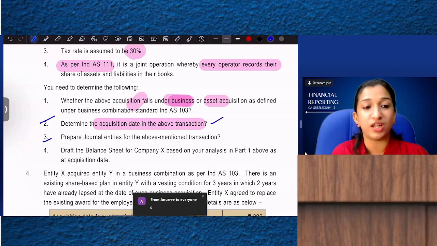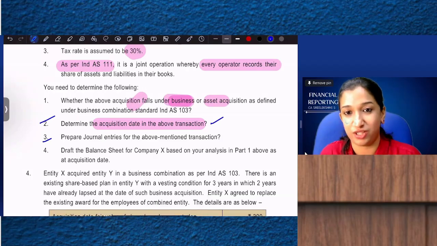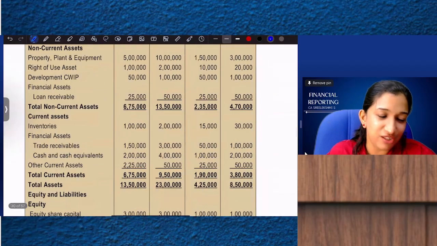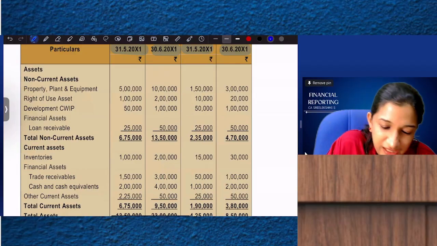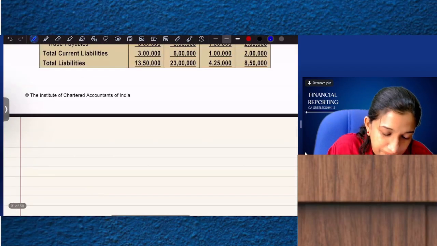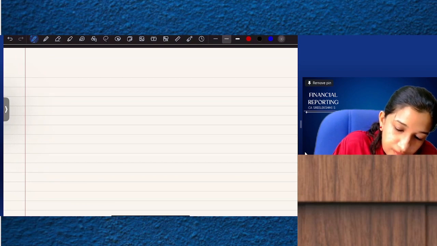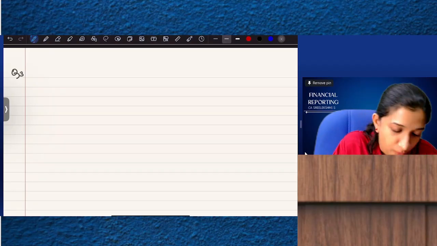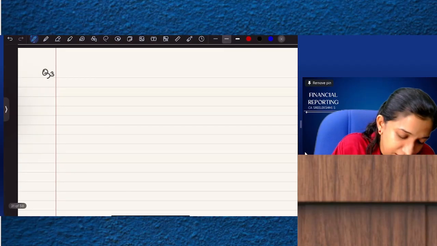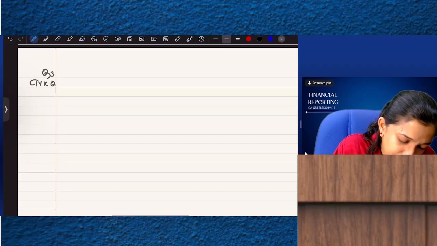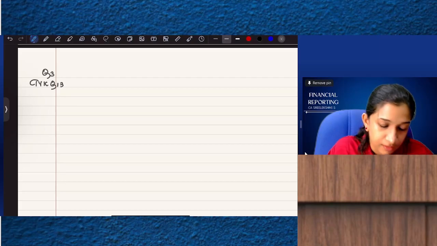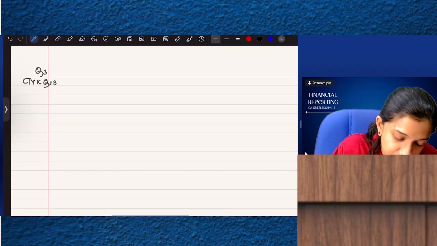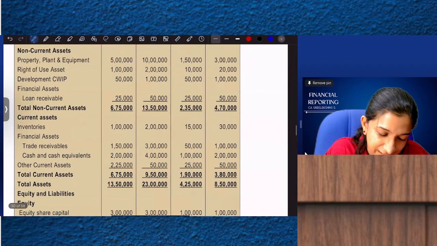Okay. Now prepare journal entries for the above mentioned transaction. So what are the journal entries to be passed? Listen carefully. I'm writing first question number 3. If you have old study material, it is TYK question number 13. I'll write the journal entry here itself.